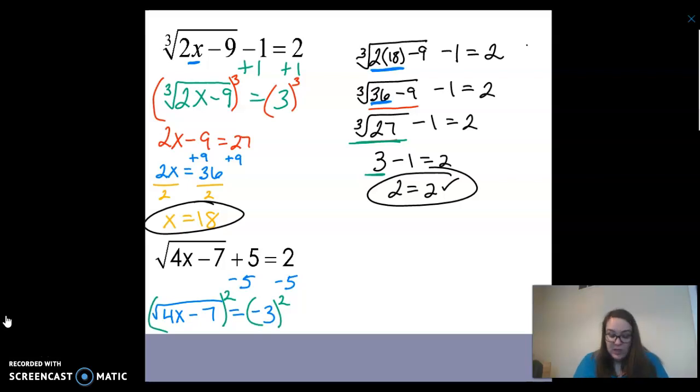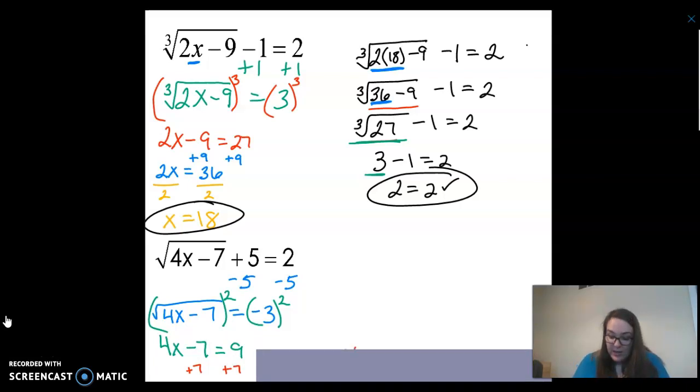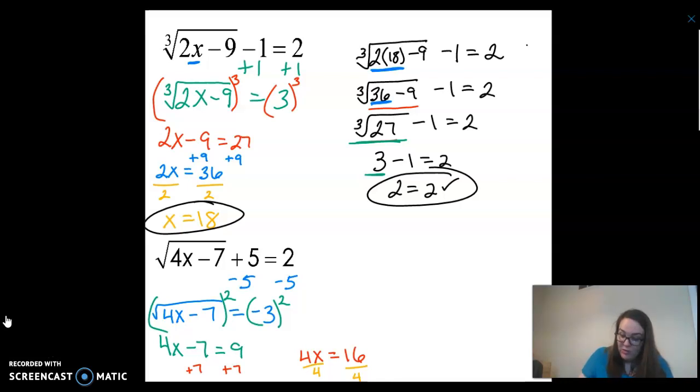Okay, after I square both sides of my equation, I end up with this 4x minus 7. Okay, I am then going to add the 7 so that I end up with that 4x equals 16. And then divide by 4, so you can't see mine over there, so I'll just rewrite it over here. X equals 4. Okay, now I still need to go back and check.